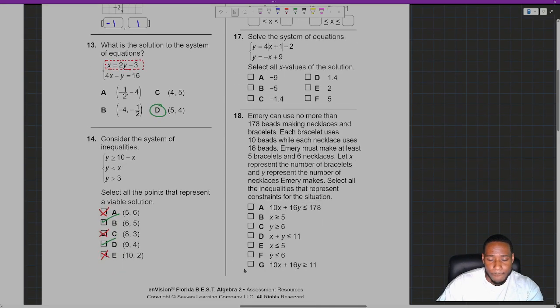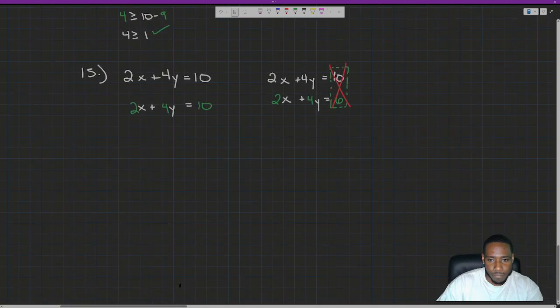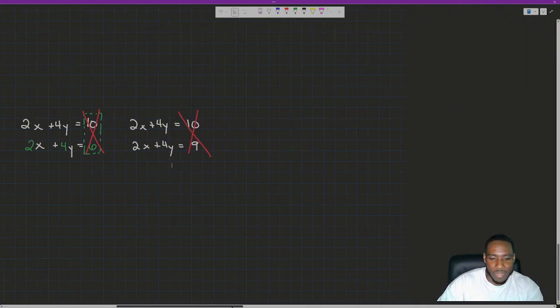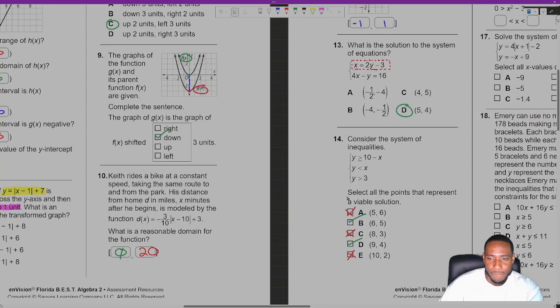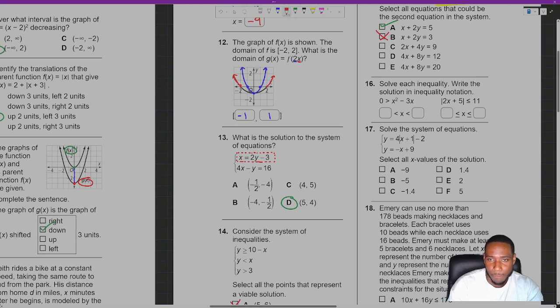If we go to C, we're given 2x plus 4y equals 10, and the new equation is 2x plus 4y equals 9. Again, their results don't equal the same thing, so they cannot be the same equation because their coefficients are the same. So there's no way we could change that by multiplication to make it work. And so we're left with these two, 4x plus 8y equals 12.